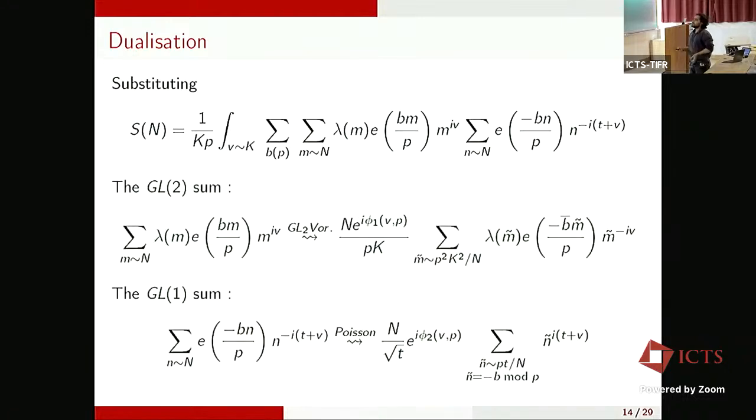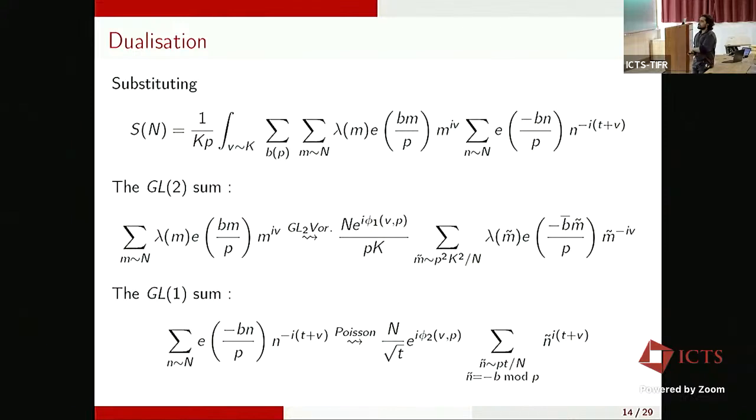In the next step, we dualize this GL2 and GL1 sum using their functional equation. For this GL2 sum, we apply the Voronoi summation formula, and we land on the dual side. The new dual length will be of size p squared k squared by n. This is usually the size of the conductor divided by the initial length. The conductor here in this case is p squared times k squared.